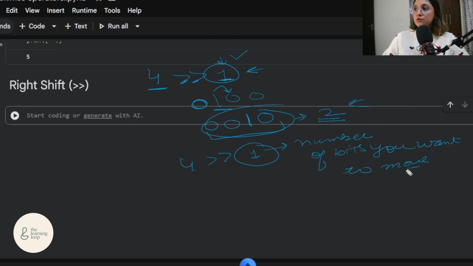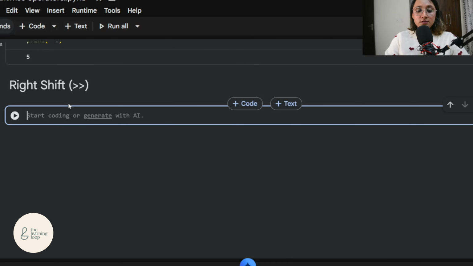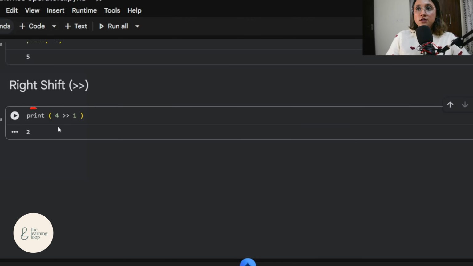1 is the number of bits you want to move. So this one is the number of bits you want to move. Okay. Now let's see that as a demo, and I'll take the same example. I'll say print 4 right shift 1, and I will run it, and you can see the answer is 2, right?